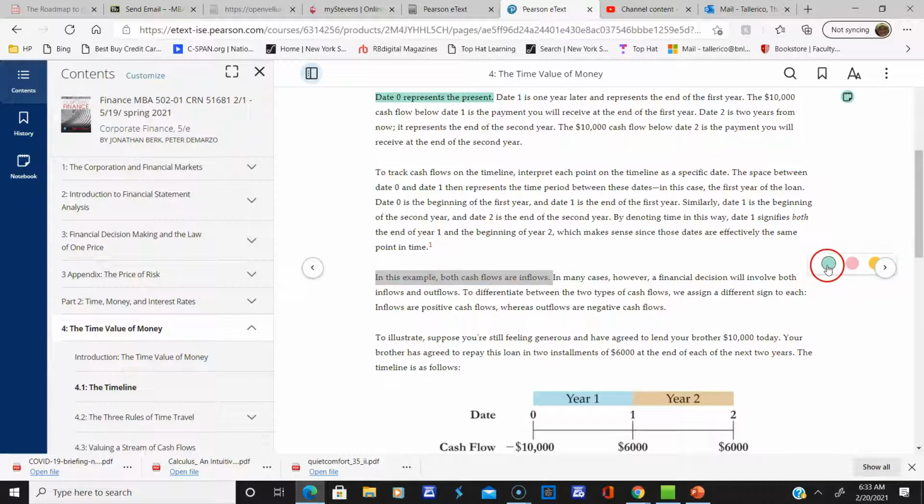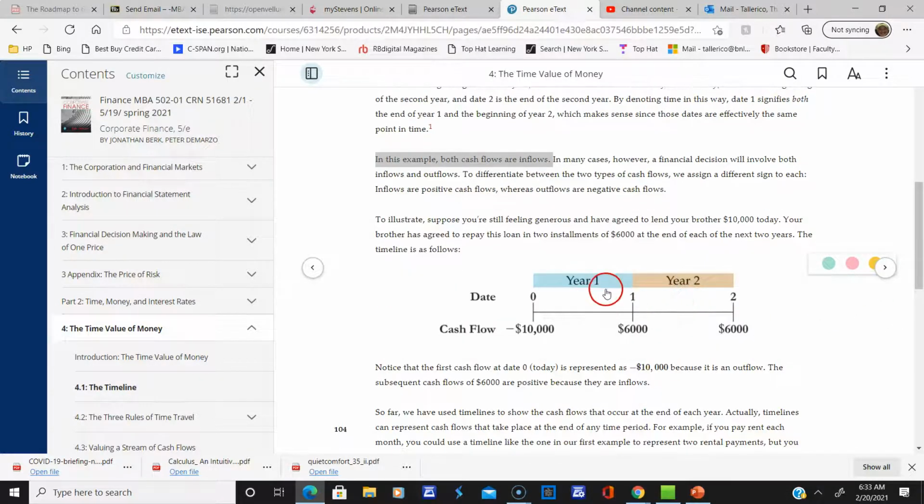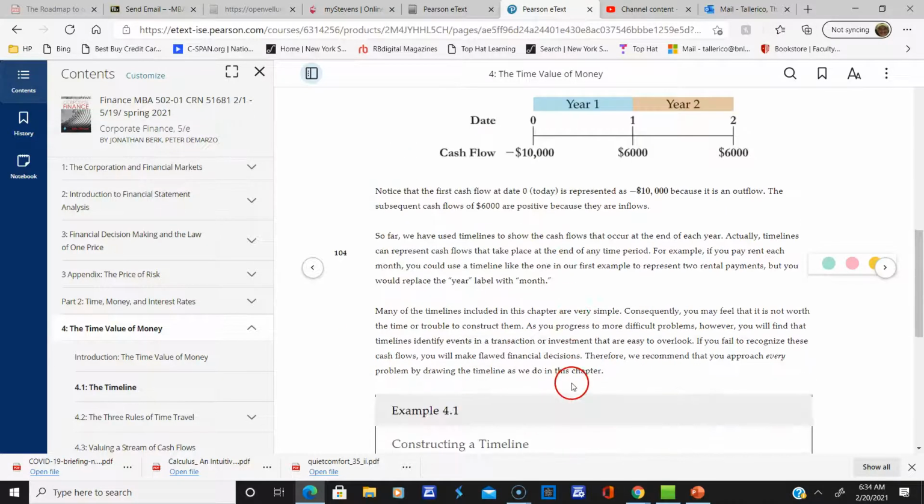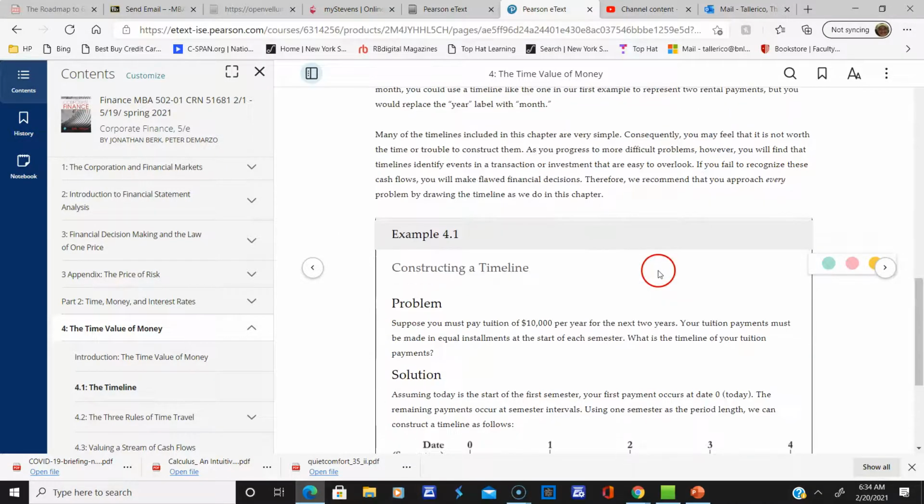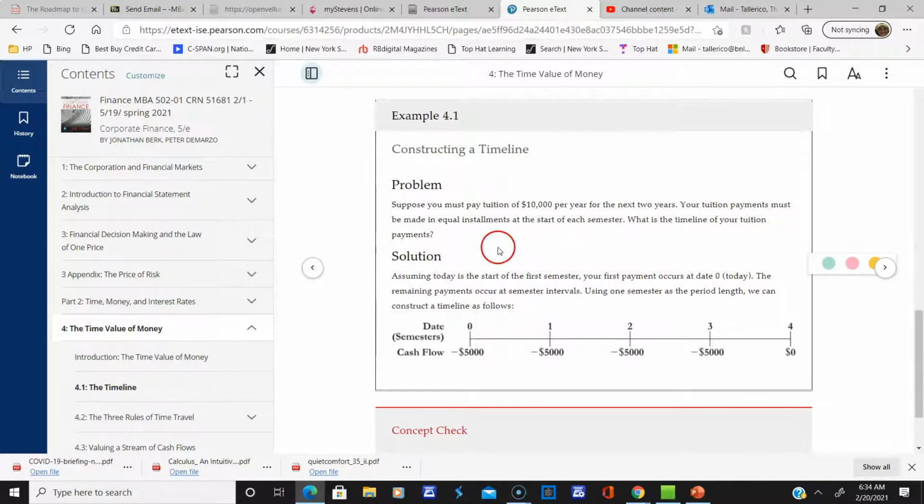And here's what I was just talking about. If you look here, here's if you invested 10,000 out of your pocket. Is everybody clear? 2 positive cash inflows, 1 negative cash outflow. Notice that the first cash flow at date 0 is represented as minus 10,000 because it is an outflow. Okay? All right, so this is a timeline, and this is the concept we're going to use. And there's a simple example here of constructing a timeline.